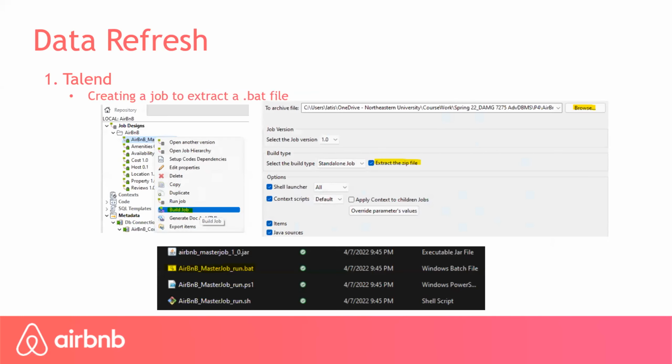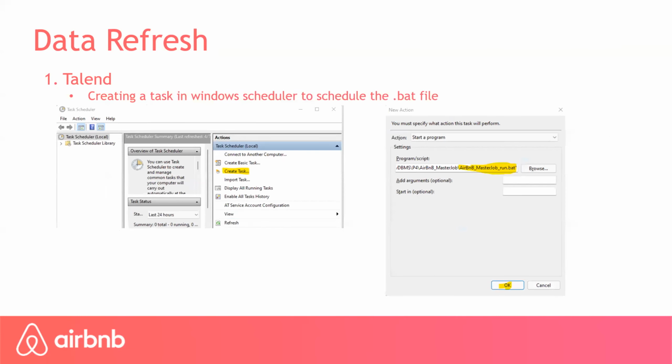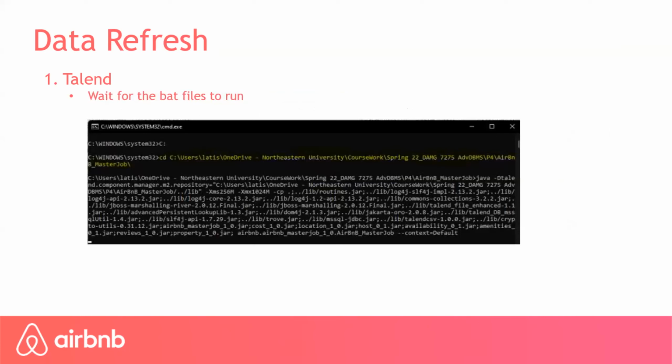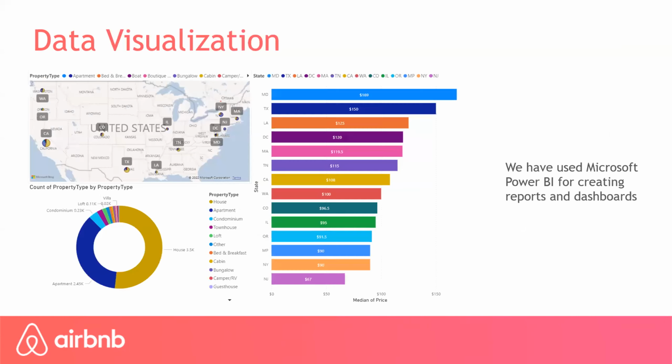Now, once we have the master job, we go ahead and build the job so that we get the .bat file, which we can go ahead and schedule in the Windows Task Scheduler to be run at a specific time, which would finally give us a CMD prompt notifying us that this job has started running or run successfully. So that's about it for data ingestion and data refresh. I'll pass it on over to Krishna to explain the data visualization part.